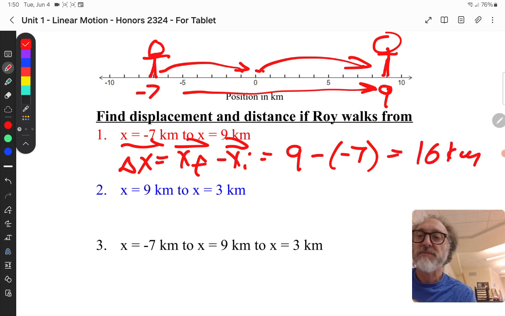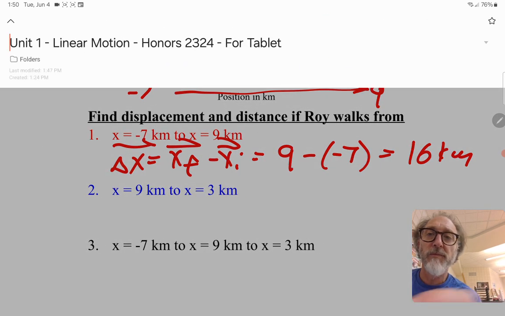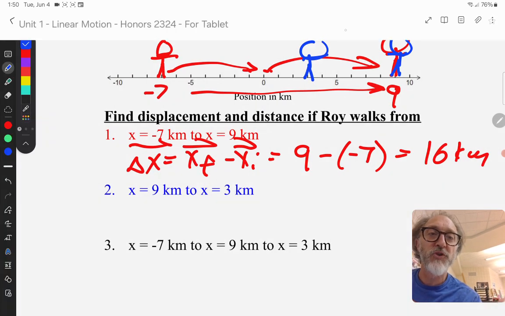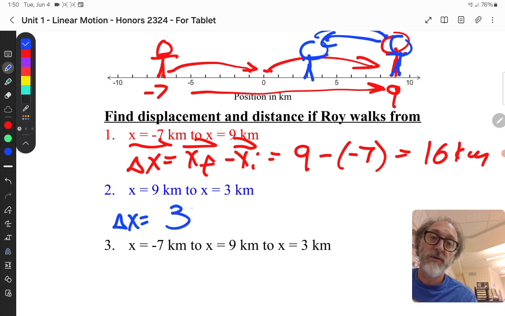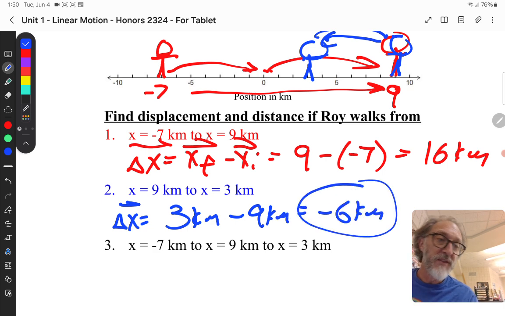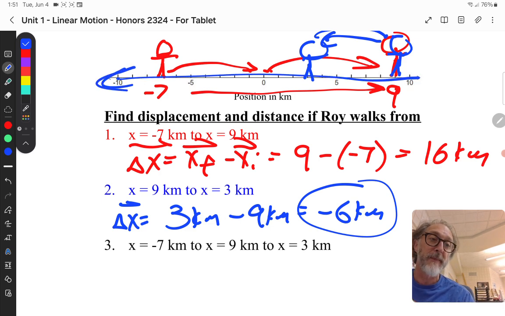So final position is 9, minus initial position was -7, minus negative becomes plus 16 kilometers. Now in the blue chunk, he goes from a position of 9 back to a position of 3. So now the displacement is final position minus initial position, and we get -6 kilometers. Notice the negative sign is telling me that he's moving towards the negative end of my number line. You could also think of it as his position is decreasing, right? Because he went from 9 down to 3.